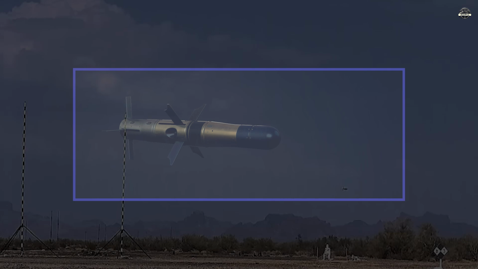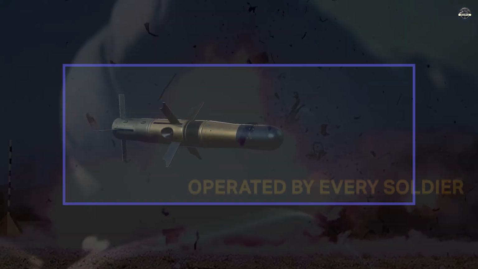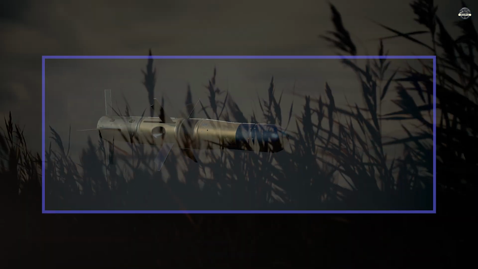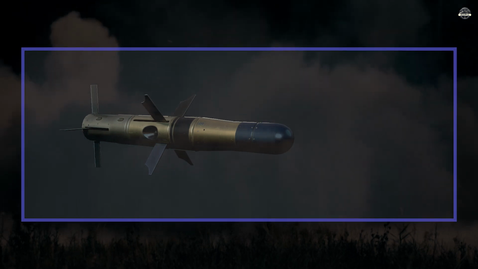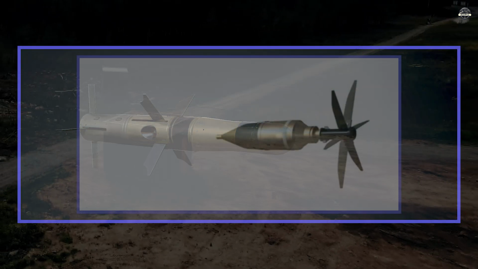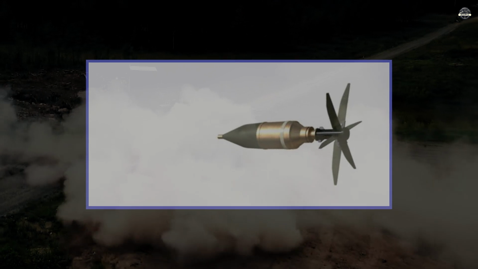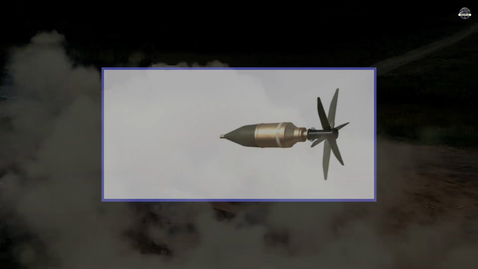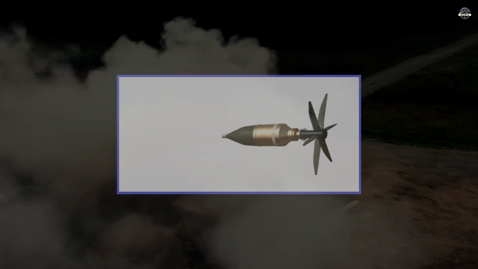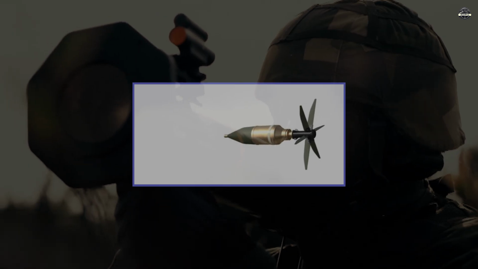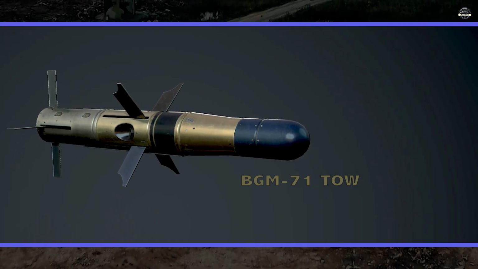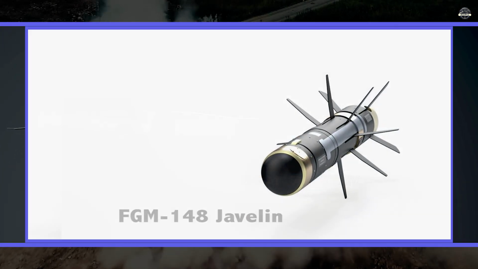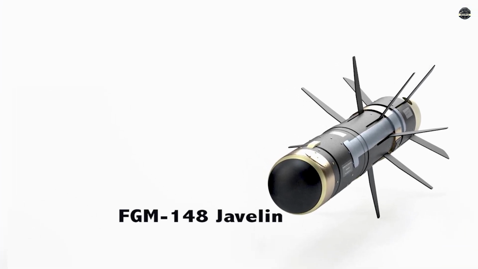This sequential detonation allows the tandem charge to overcome the protective measures of armored vehicles more effectively than traditional single-stage warheads. Tandem charges are commonly used in anti-tank missiles and rocket-propelled grenades (RPGs) to enhance their armor-penetrating capabilities on the battlefield. Here are a few examples for you. Missiles equipped with tandem charge include the BGM-71 TOW, FGM-148 Javelin, and Brimstone missile.